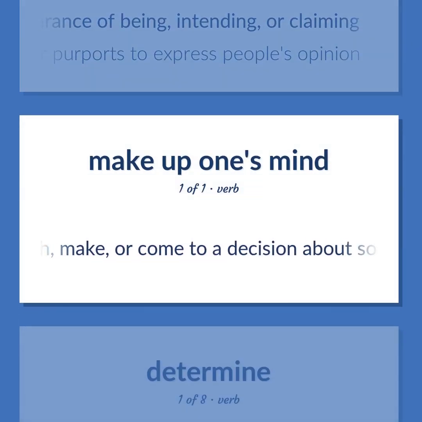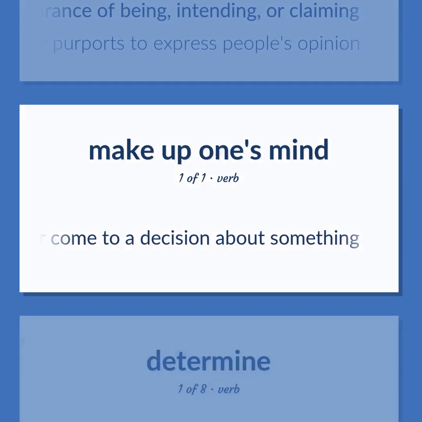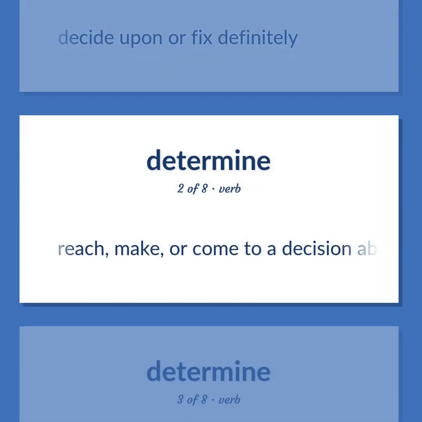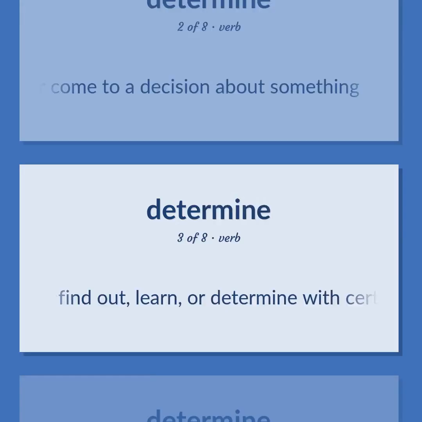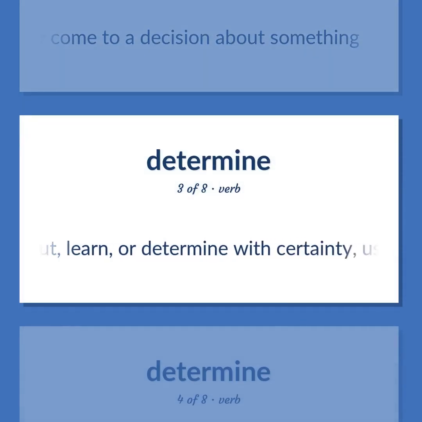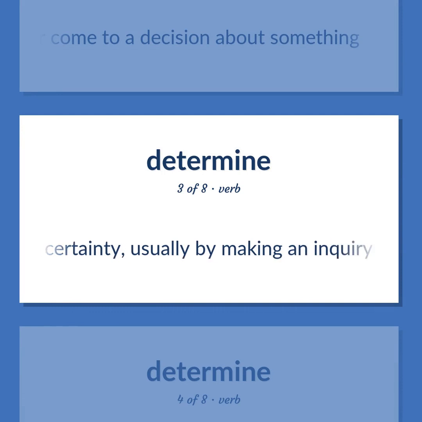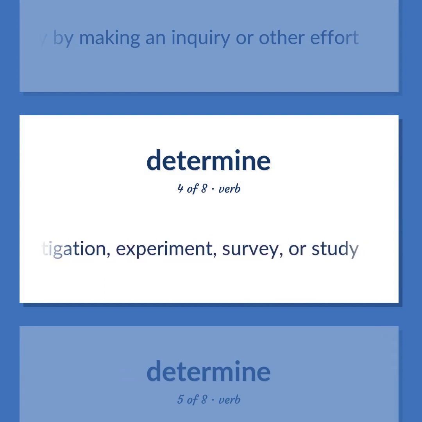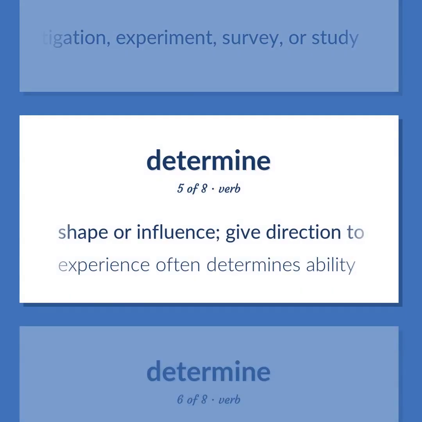Reach, make, or come to a decision about something. Decide upon or fix definitely. Reach, make, or come to a decision about something. Find out, learn, or determine with certainty, usually by making an inquiry or other effort. Establish after a calculation, investigation, experiment, survey, or study. Shape or influence. Give direction to. Experience often determines ability.